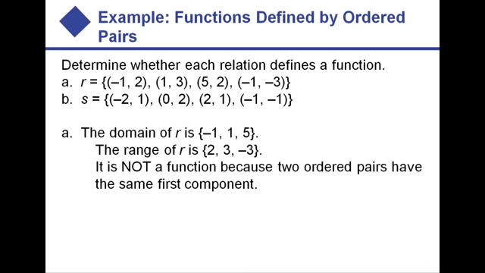So with the first example, r, you can see that you've got a -1, a 1, a 5, and a -1 as your input. So there's your domain of -1, 1, and 5. You don't list the -1 twice. The range is all the outputs of 2, 3, 2, and -3. Again, you don't list the 2 twice. And it's not a function because two ordered pairs have the same first component.